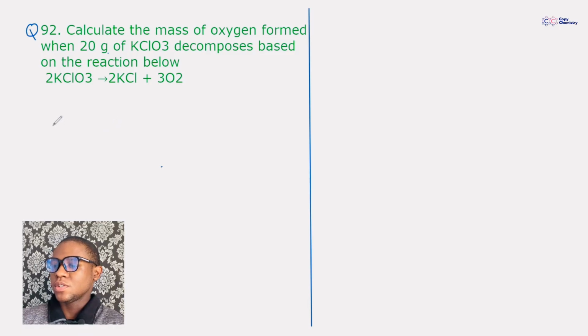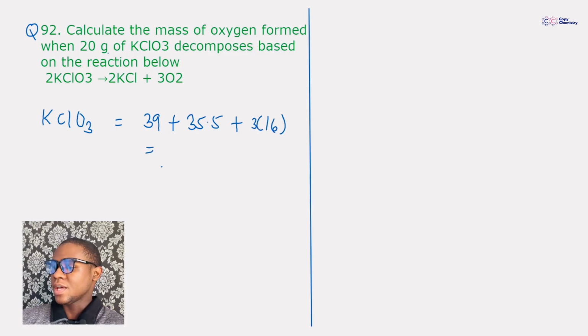And what else do we need to do? Let's quickly get the molar mass of KClO3 because we're going to use it very soon. So K is 39, and then our Cl is 35.5. Our oxygen, what's oxygen? 16. So put all that together, and when you add all that, you should get 122.5. So that serves as the molar mass of KClO3. The unit of molar mass is grams per mole. So if you're solving a theory question, you'd want to include that.